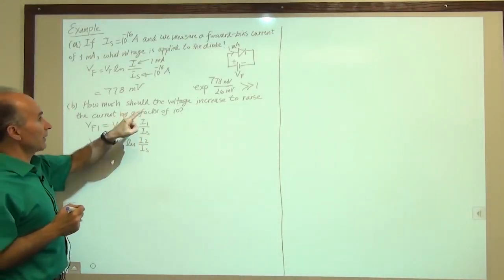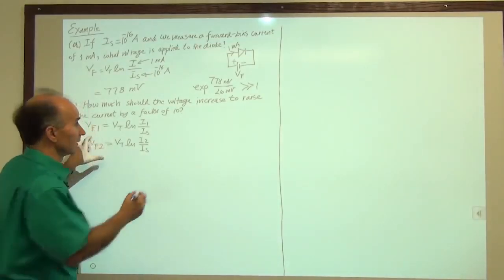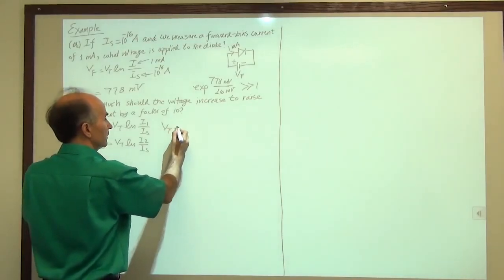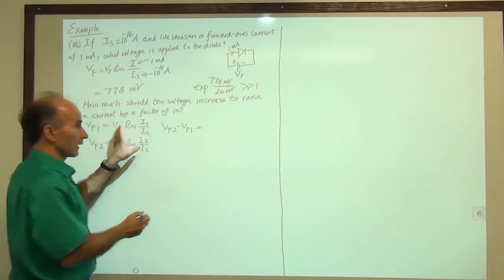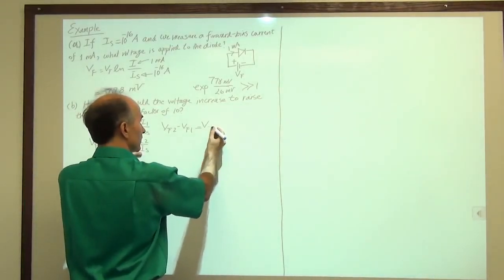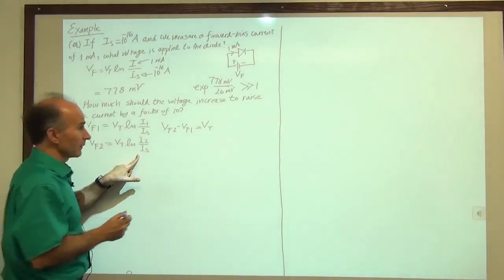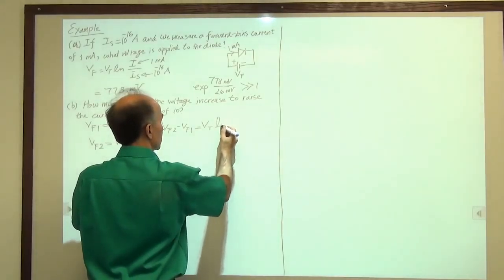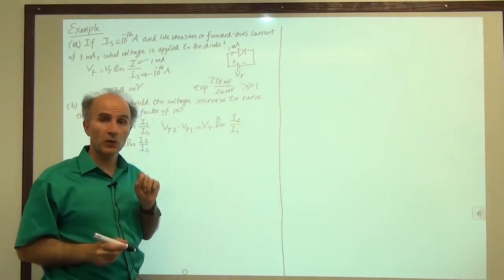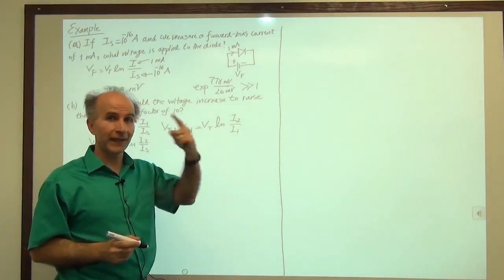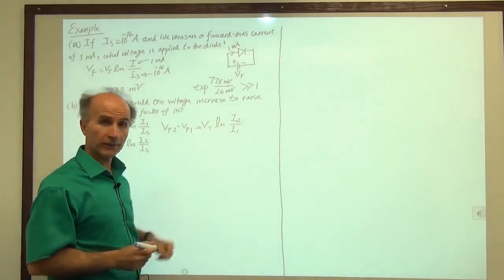Okay, so we're trying to see how much the voltage should increase. So in other words, how much is VF2 minus VF1? Well, what we can see is that VF2 minus VF1 is equal to the difference between two logs times Vt. The difference between two logs is the log of the ratio. This IS cancels with this IS. So we end up with log of I2 over I1. So if I want to increase the current by a factor of 10, meaning this is 10, the voltage increase has to be Vt log of 10.